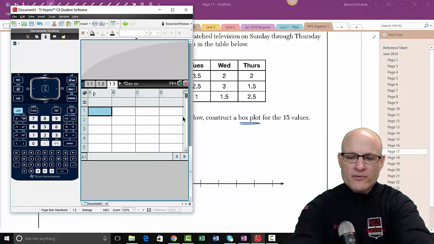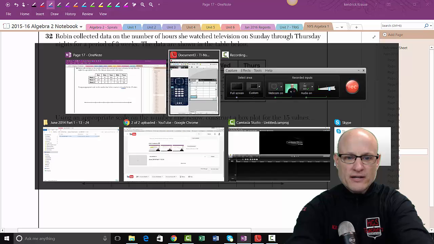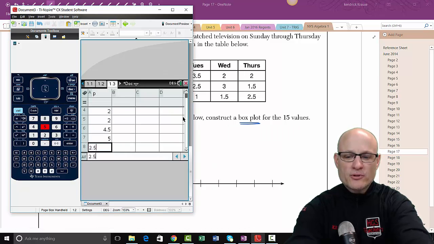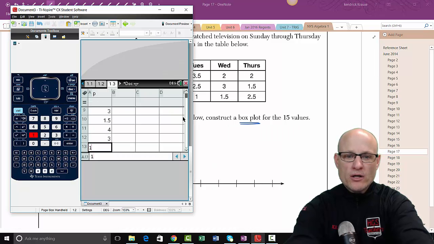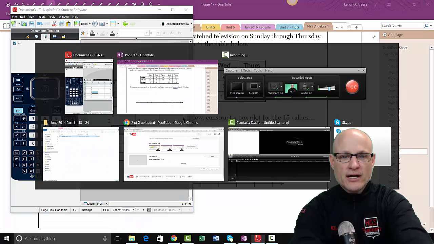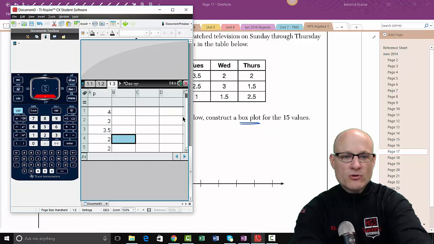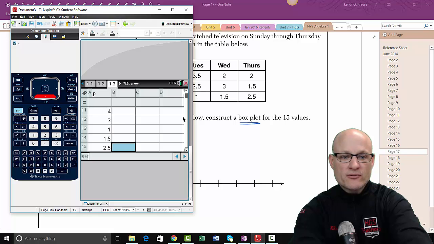So 4, 3, 3.5, 2, 2, 4.5, 5, 4.5, 5, 2.5, 3, 1.5. One of the most missed problems on these is not putting the numbers in accurately. 4, 3, 1, 1.5, and 2.5. Now, I also needed to make sure I have 15 numbers. I do. I'm going to triple check my numbers here because if I made a mistake, that would be stupid. So I'm good.